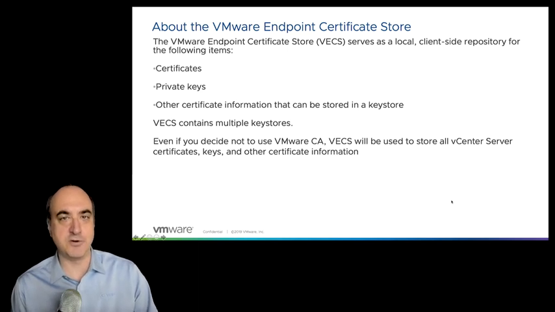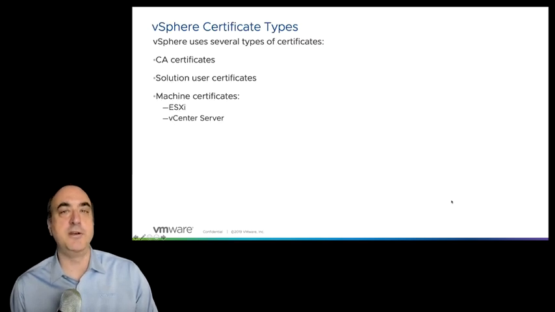That is, of course, if your organization allows for subordinate certificate authorities, which is something else. We'll take a look at other interesting ways to work around that too. But that's an important thing to note here: even if you decide not to use the VMCA, VECS will be used to store all vCenter server certificates, keys, and other certificate information. So on your vCenter's certificate authority, there are actually several different types of certificates.